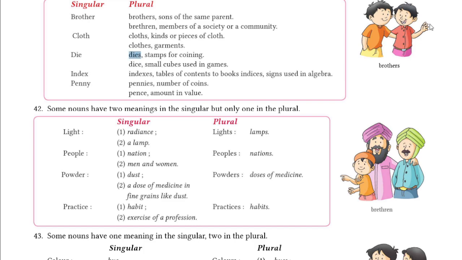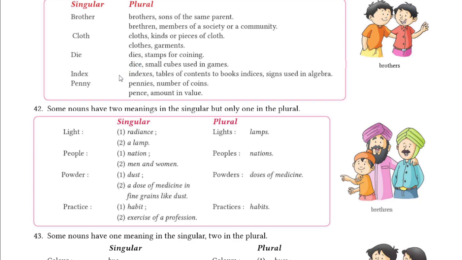Dye, noun in singular number, has two forms in the plural. One is dyes. These are stamps for coining. These are basically coin making machines. And the second form is dice. It's a small cube which is used in some games.